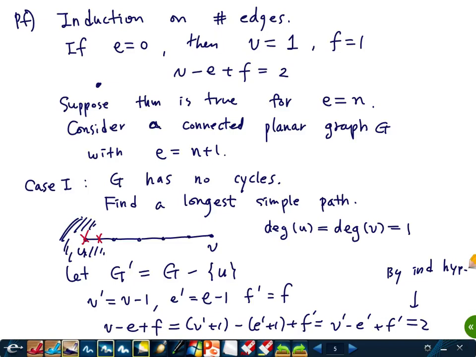G prime has one less edge than G. So by induction, we must have Euler's formula for G prime. So it's true. That means the original graph G with n plus 1 edges also satisfies Euler's formula. Okay? So if there is no cycle, then it's okay.